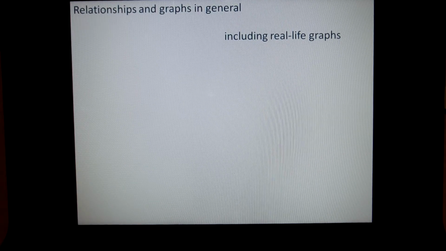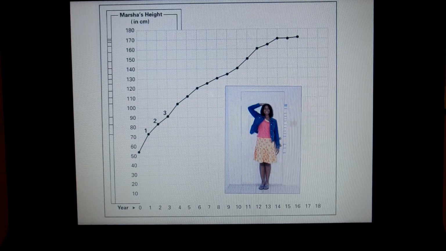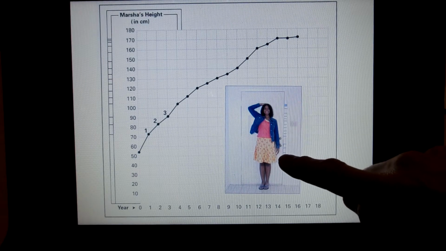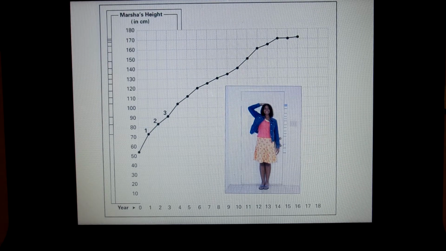So here we're looking at relationships and graphs in general, including real-life graphs. We have a girl here, and what has happened is that on each of her birthdays, her father has recorded her height on the door frame. So there's a mark on the door frame recorded on each of her birthdays. What's then happened is that these heights have been recorded on a graph.